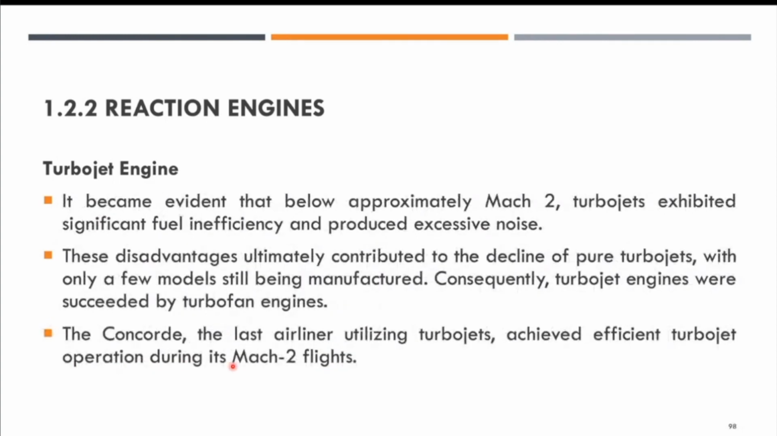And it became evident that below Mach 2, the turbojet exhibited significant fuel inefficiency and produced excessive noise. So these disadvantages ultimately contributed to the decline of the pure turbojet. You cannot just use a turbojet, and normally it's succeeded by the turbofan engine, where it has high bypass. Okay.